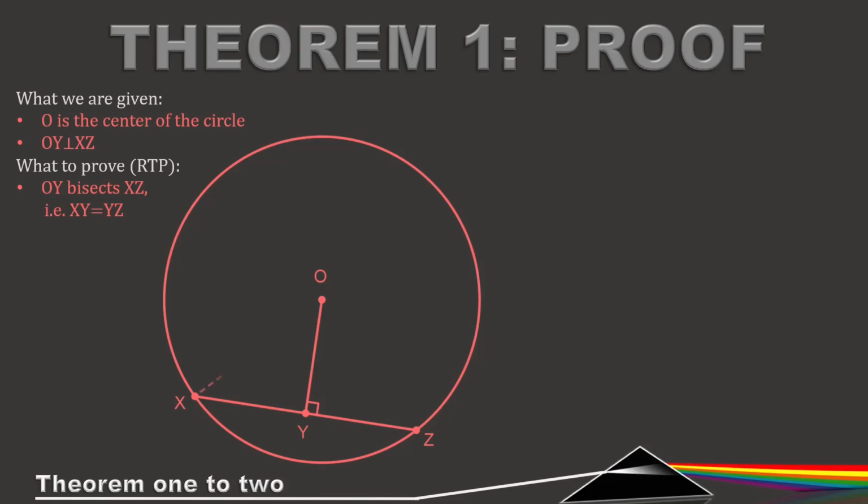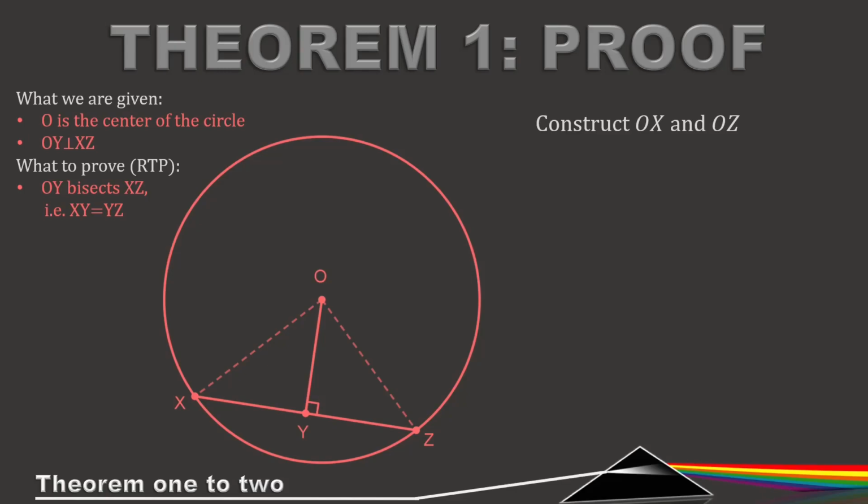Okay. Now, the first thing we're going to do to prove it is we're going to construct a line OX and OZ. Now, before I go into the proof, I just want to talk through what we're aiming for so that we don't just go line by line and you don't know where we're going with this, okay? So first of all, we have constructed those two lines so that we can create two triangles, okay?